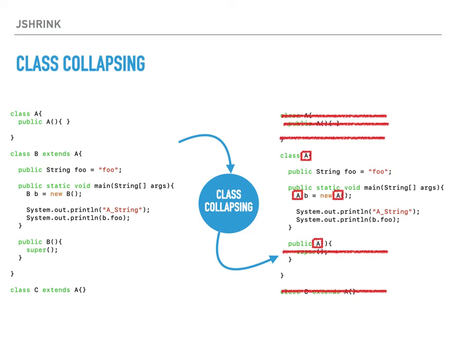Class collapsing is slightly more complex, so please feel free to pause the video so you understand what's going on here. There are three classes, A, B, and C. C is never used and therefore can be removed from the program.